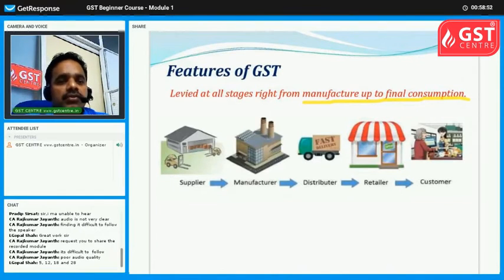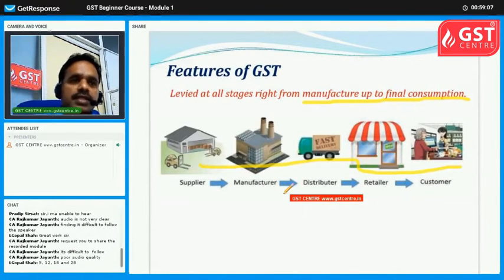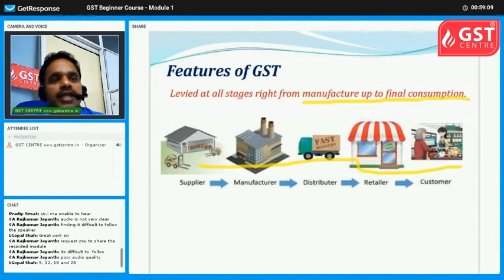But in the GST scenario, there will be only one tax, that is GST. From the supplier level to manufacturer, manufacturer level to distributor, distributor level to retailer, and retailer to customer, the tax is named only one, that is GST, goods and services tax.